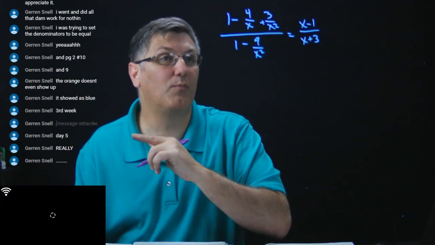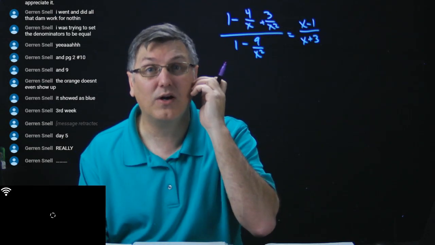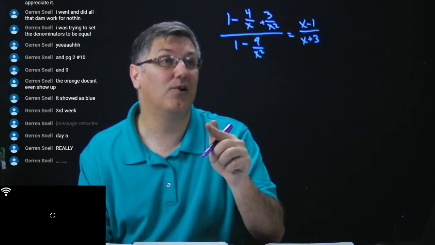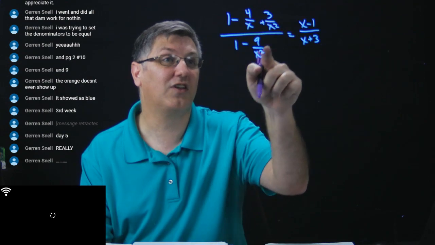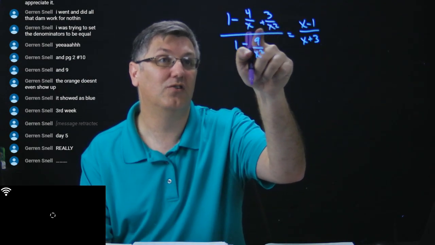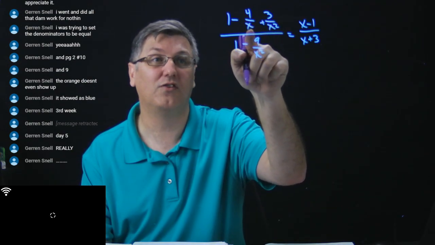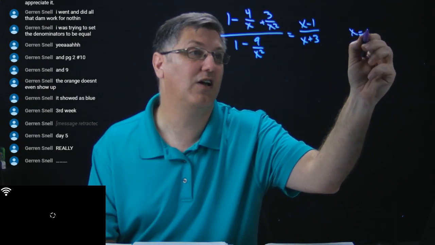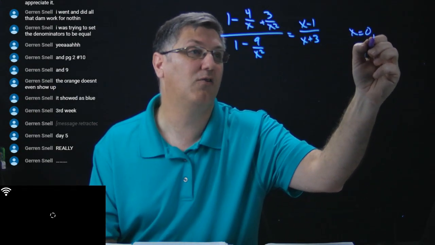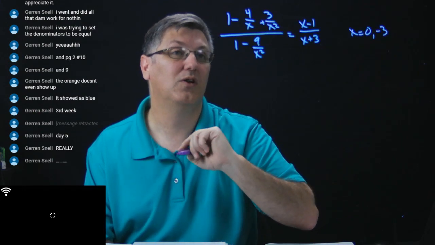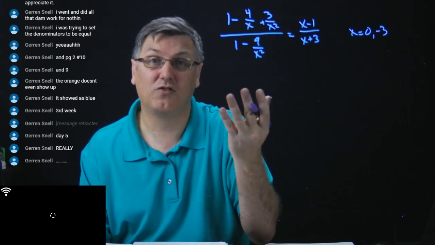So first thing I'm going to do is look and see, okay, I've got fractions everywhere. What can x not equal? Well, I see that x can't equal 0. That's for sure. Because I'd have a 0 here, I'd have a 0 here. So I know x cannot equal 0. I know x cannot equal negative 3 because of this. All right, easy enough. Let's start simplifying.